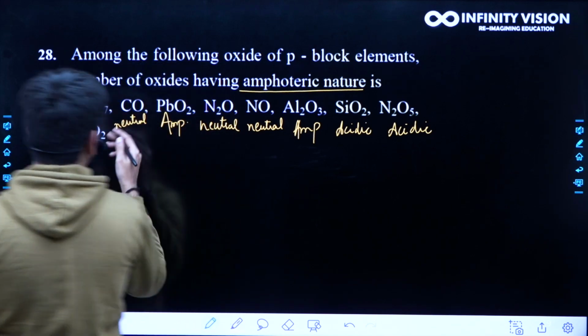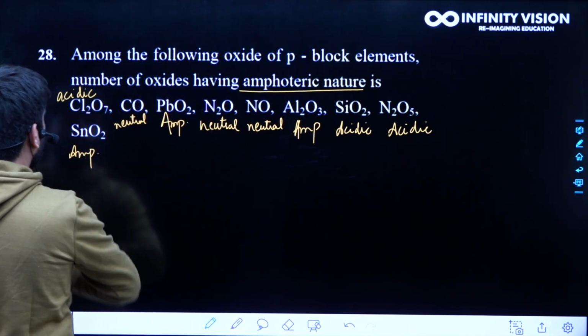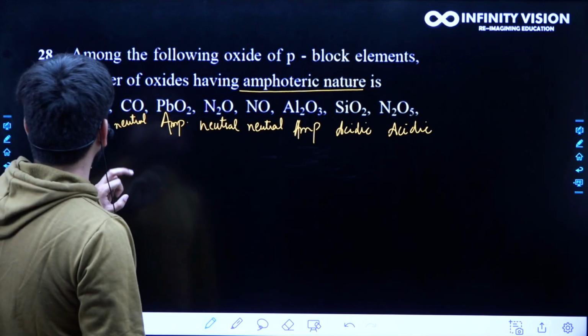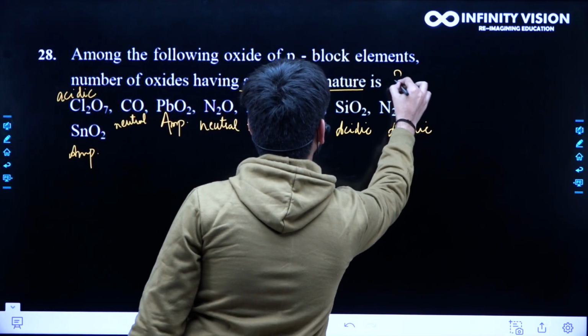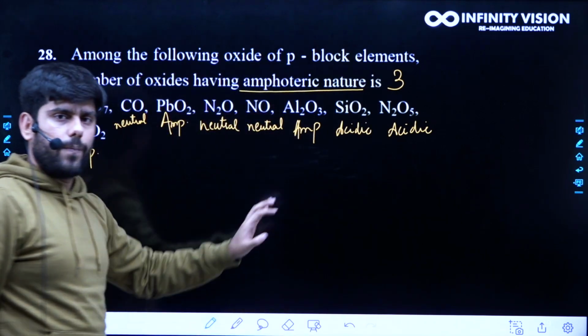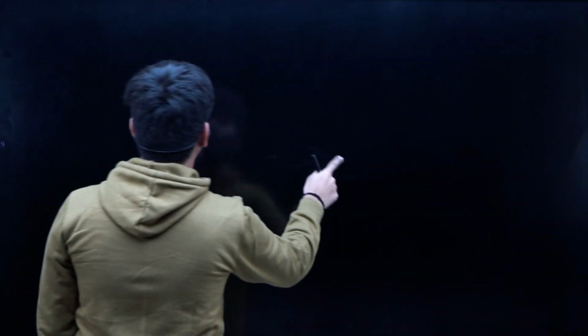And we know that oxides of tin and lead, they are amphoteric. So this is amphoteric in nature. So how many amphoteric oxides do we have? 1, 2, and 3. So the answer is 3. All right, I hope the question is clear to you. Let us move to the next question.